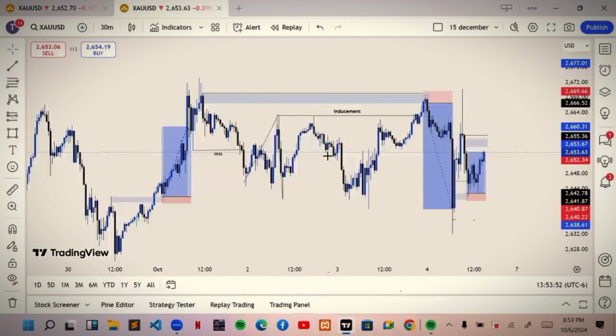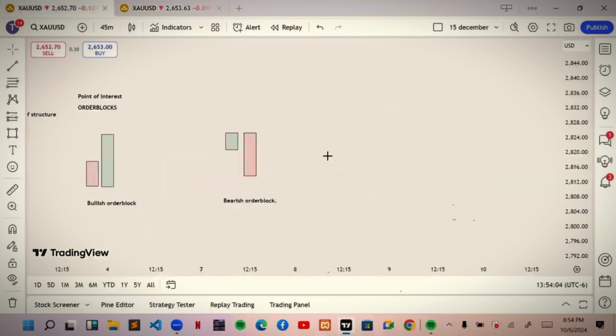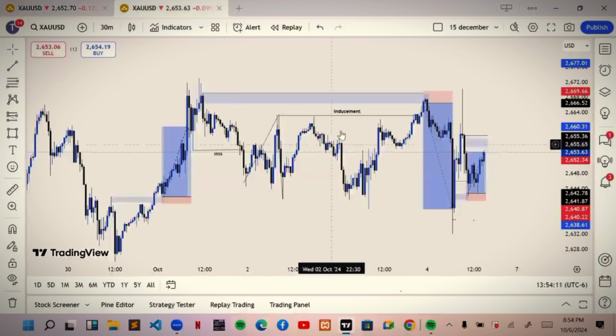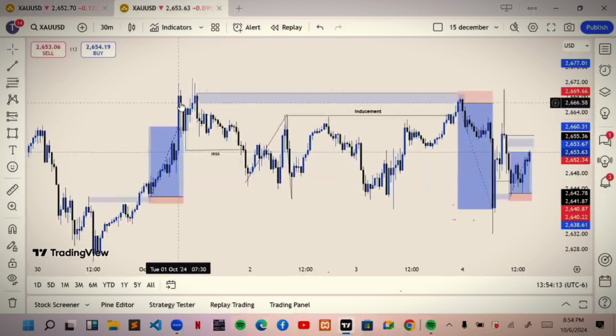Since I'm looking out for sales, what I'm going to be looking out for now is my point of interest, that is my order block. In this case, I'm looking for sales, which means I'll be looking out for a bearish order block. So how does a bearish order block look? You see a bullish candle, and then you see a bearish candle engulf it. In this case, this is what the bearish order block looks like. So I marked my order block from this.